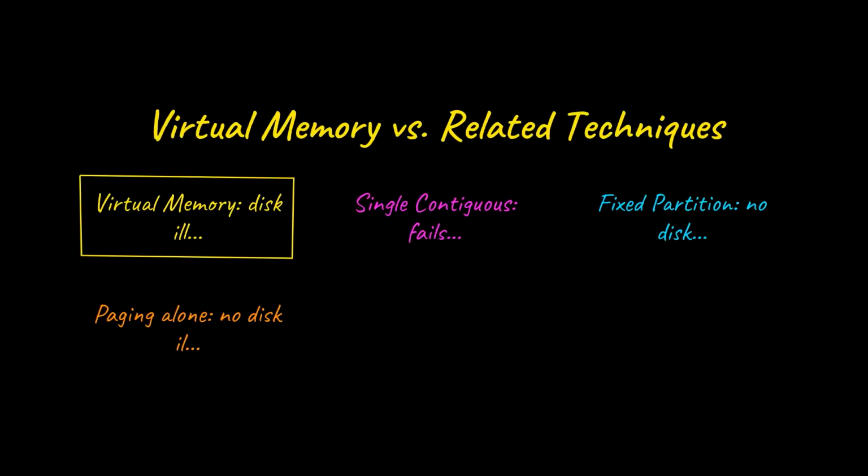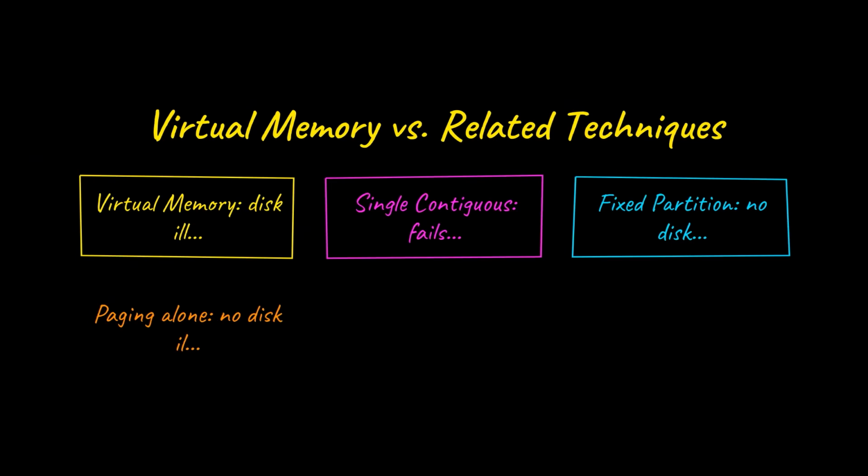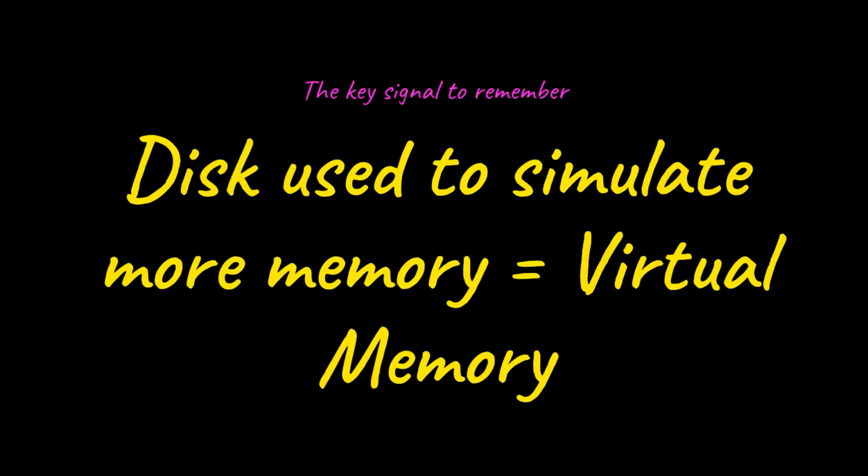Virtual memory is often confused with related techniques. Single contiguous memory simply fails if the program does not fit. Fixed partitioning divides memory into preset sections without disk extension. Plain paging provides pages and frames, but does not manufacture extra memory on its own. Virtual memory is the technique that uses disk to simulate more memory than physically exists. Whenever you see phrases like illusion of memory, extend physical memory with disk, or larger than RAM, those are the markers of virtual memory. I'd say it's the technique that makes a machine appear far more capable than its hardware alone.